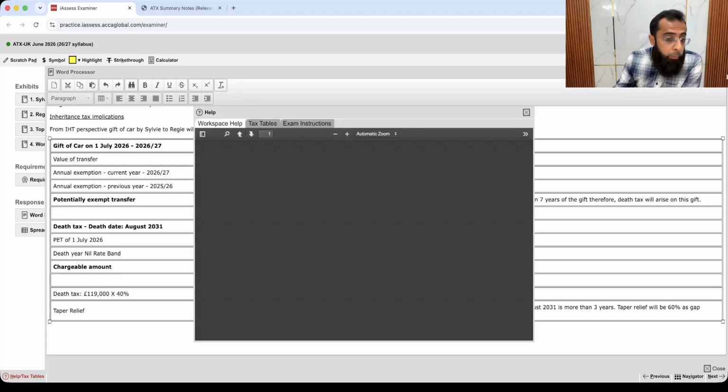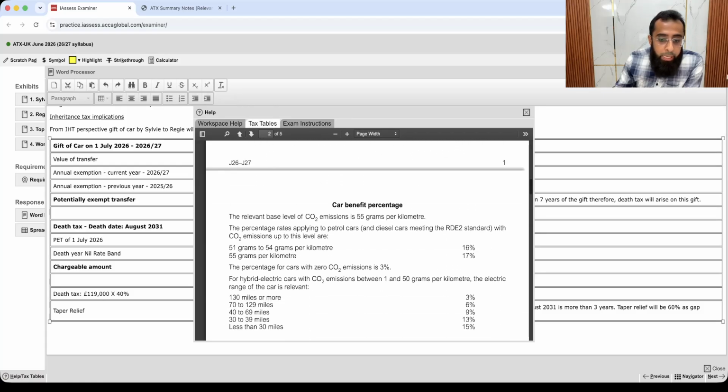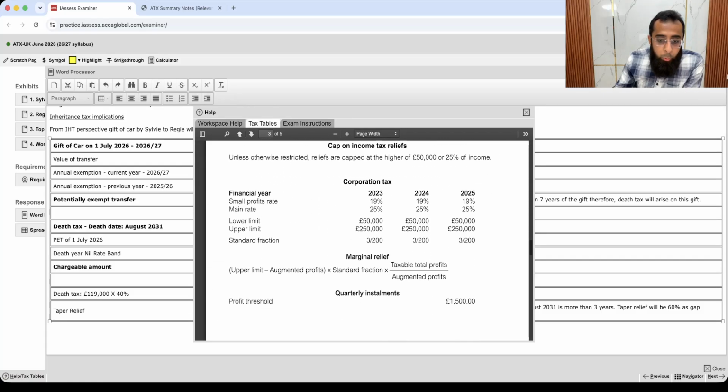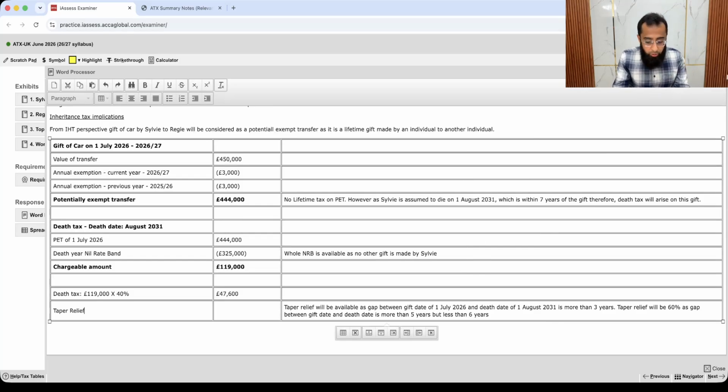By the way, you can go to the bottom, to the tax tables. I think the screen didn't load. Let's reopen it. Yes, here you go, tax tables. You scroll down and you go to inheritance tax. So between 5 to 6 years, the taper relief is 60%. So taper relief will be 60%. 47,600 into 60% of the tax will be waived. So that will be 28,560.